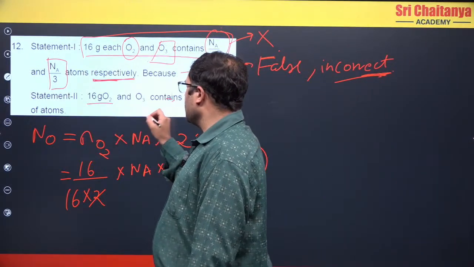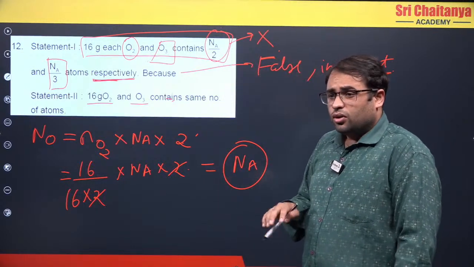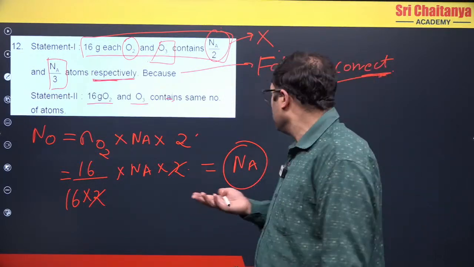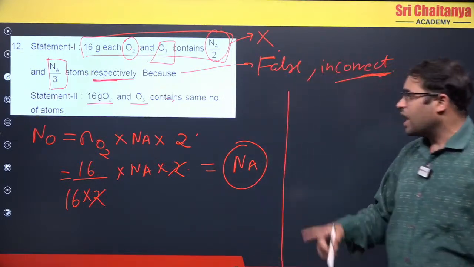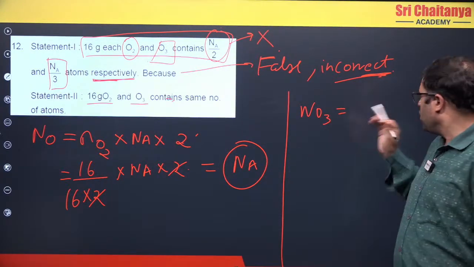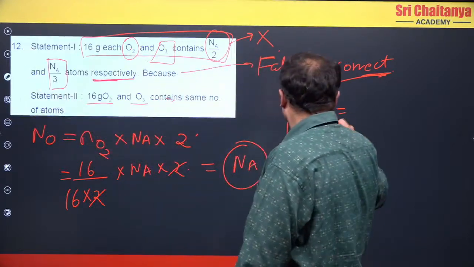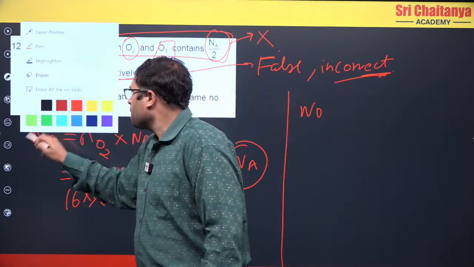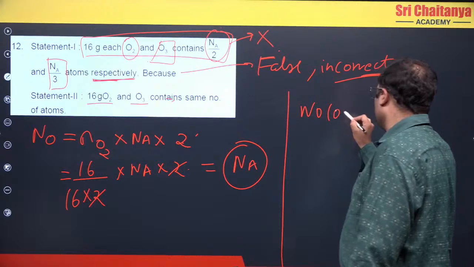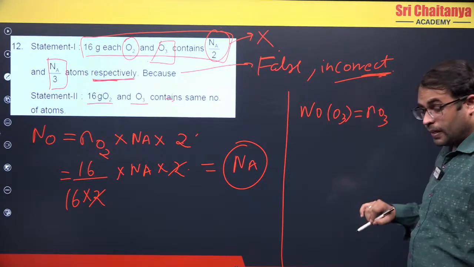Statement 2: 16 grams of O2 and O3 contain the same number of atoms. Do they contain the same number of atoms? Well, to find that out, let us calculate the atoms of O3. Here also, nothing you have to do. Simply, this is for O3. Calculate the moles of O3.